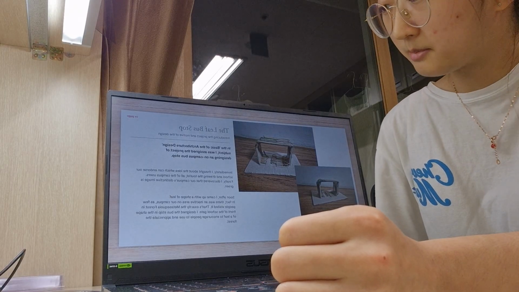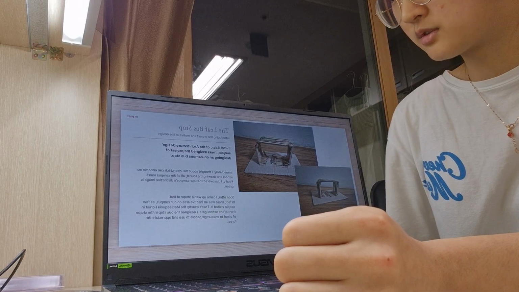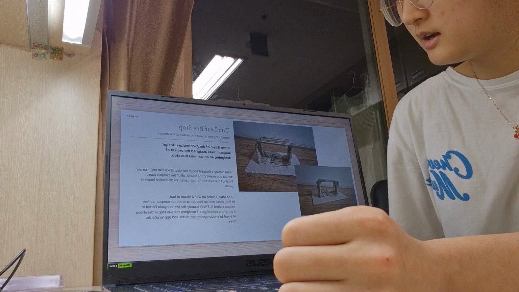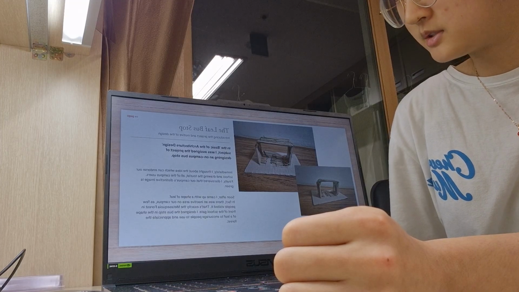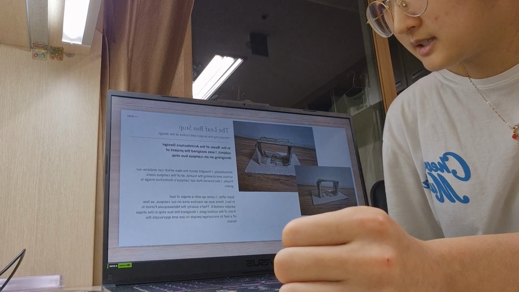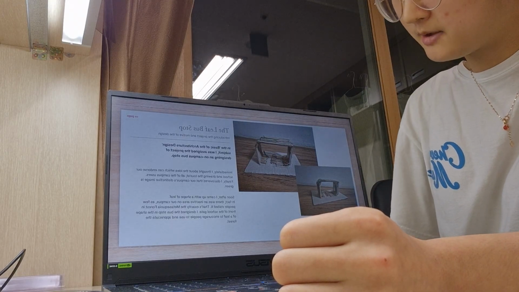Immediately, I thought about an idea which can endorse our school and draw tourists or campus users. Finally, I discovered that our campus's distinctive image is green. Soon after, I came up with the shape of a leaf.